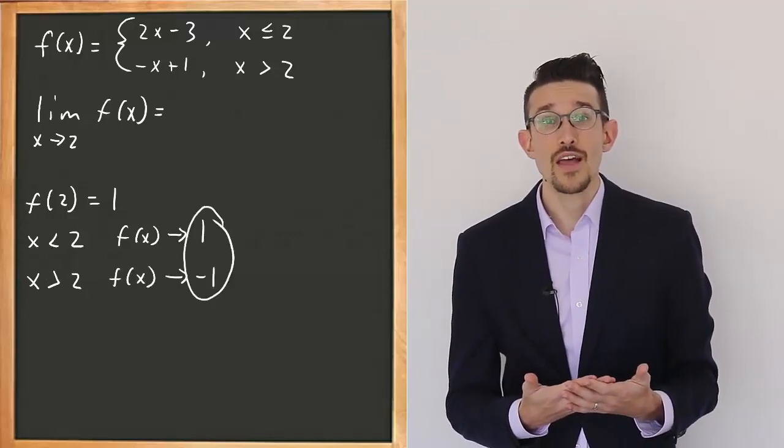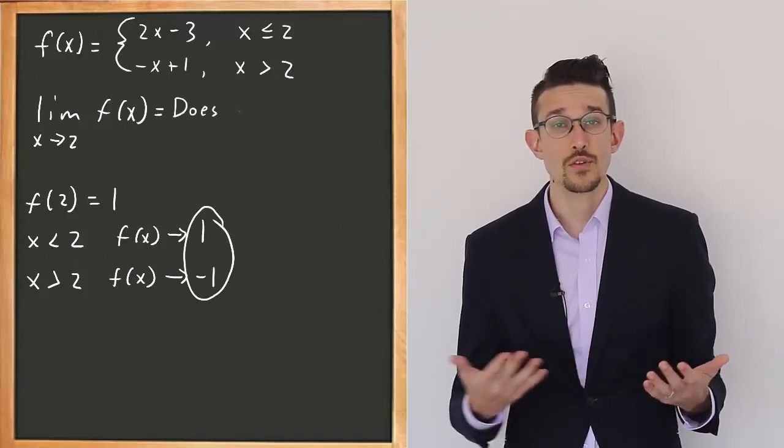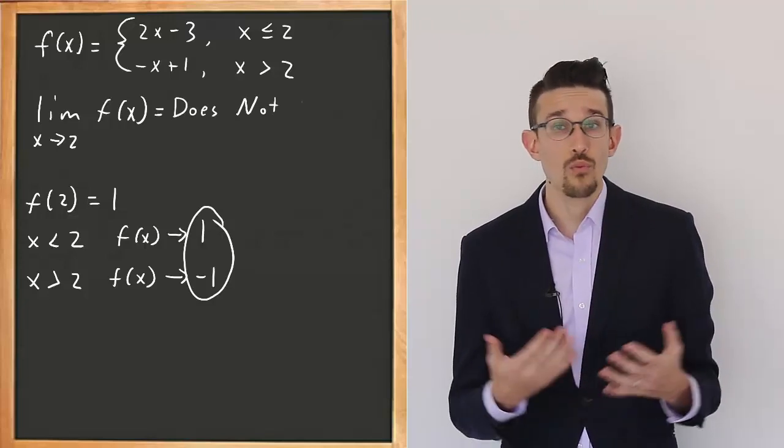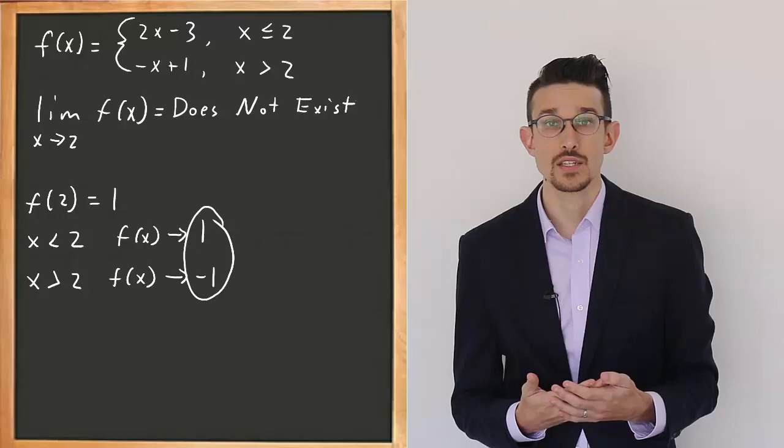And unfortunately, that gives us a completely different value. So since we have a different value on the left side and the right side, it really doesn't matter what the value is at 2. And therefore, this limit does not exist.